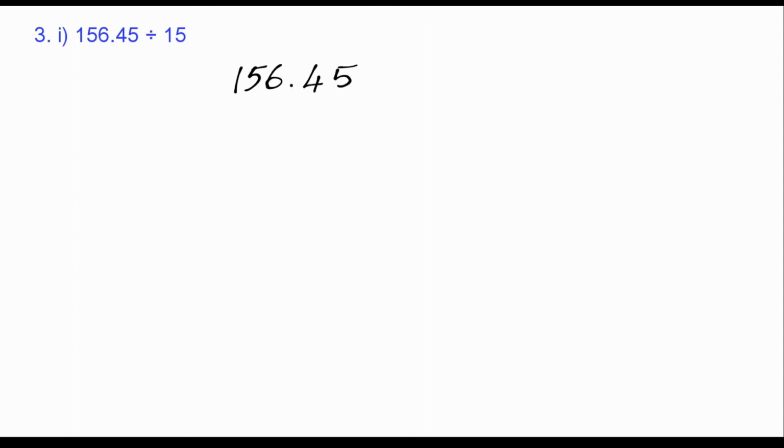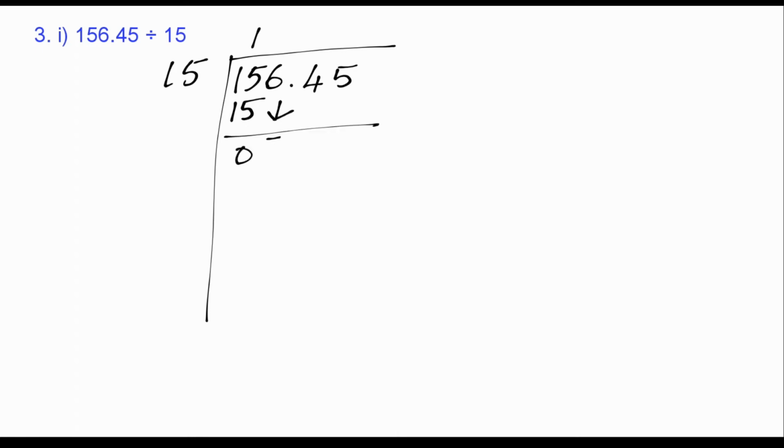156.45 divided by 15. So 15 ones are 15, that is 0, and taking down 6. It will not be divisible, no? I am putting 0 and putting down the number in the tens place, so I have to put a decimal point. This 0 is for this term. We didn't do anything, no?